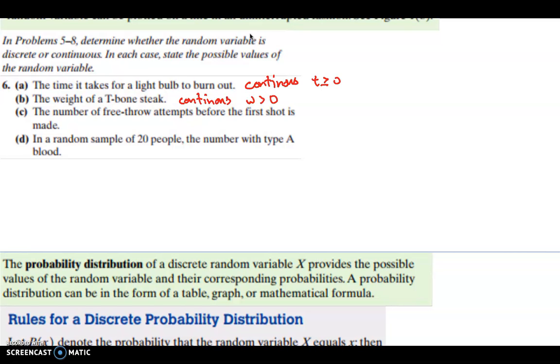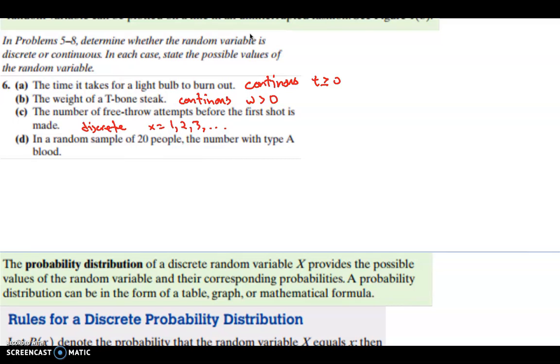It could have this never-ending decimal. So there's no way for us to exactly pinpoint, unless we're very limited on whatever type of scale we mean or use. The number of free throw attempts before the first shot is made, that is discrete, because we can count those free throw attempts. So in this case, x would be 1, 2, 3, and it would have no bound until you make the first shot.